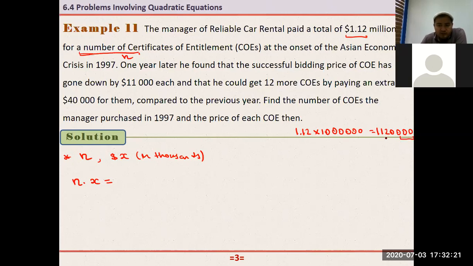We have 1,120. So here we have 1,120 because our x is in thousands here. All right, that's the first part of the question.